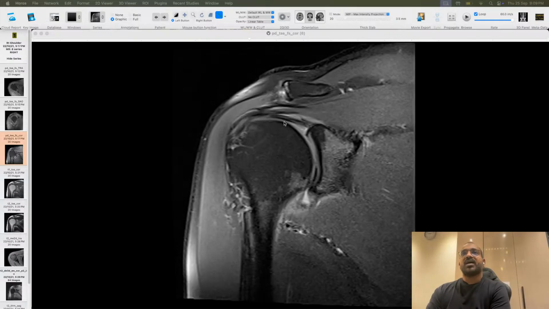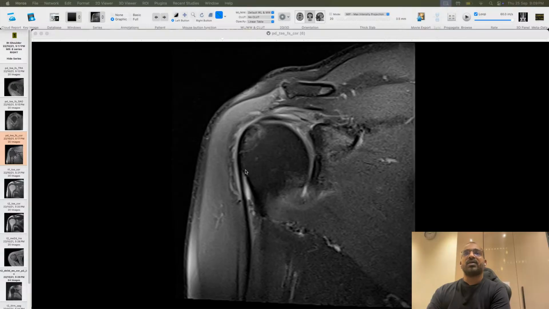This is the long head of biceps tendon. This is the intra-articular portion of the long head of biceps tendon, and this is the long head of biceps tendon in the bicipital groove. There is minimal fluid here. So, what are the two heads of the long head of biceps?